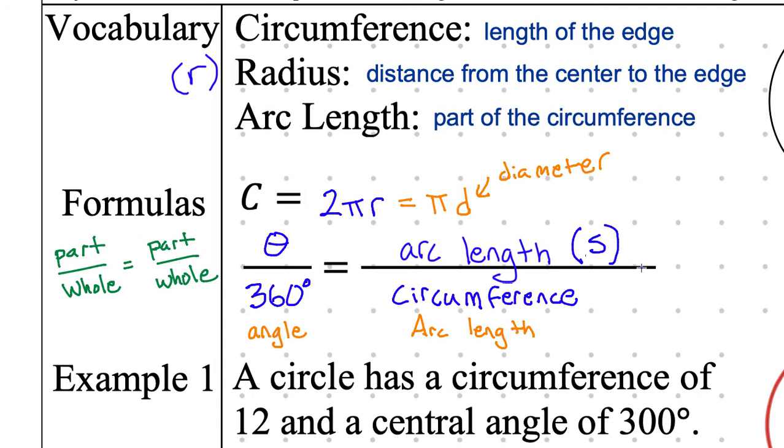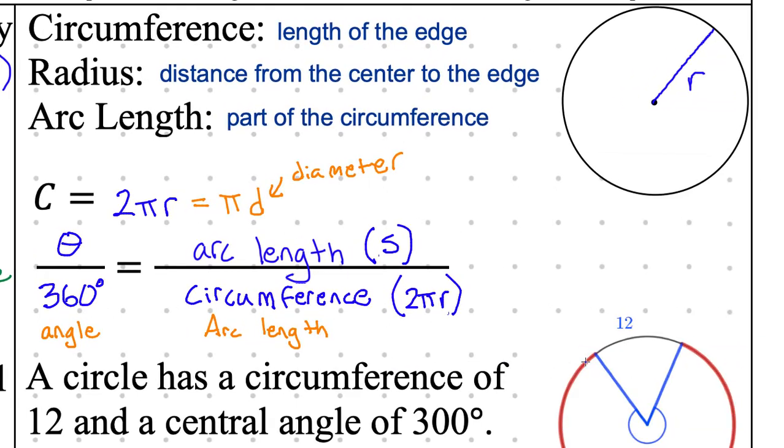And normally I could put a C here, but instead I'll put the formula. Let's just write 2 pi r. So I can boil that whole formula into this. It looks really complex, but it's theta over 360 is equal to s over 2 pi r. If that looks like gibberish, it's the part of the angle divided by the entire angle is equal to the part of the circumference, the arc length, divided by the entire circumference, 2 pi r.